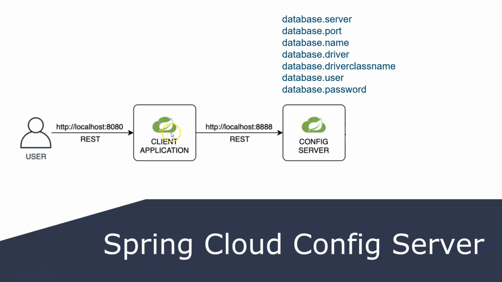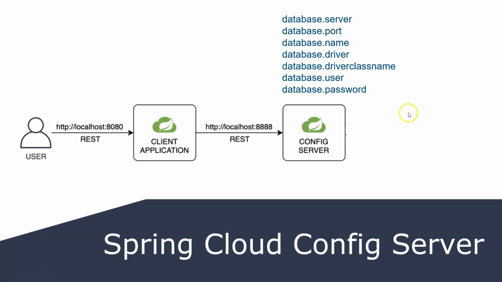Now in case you have another microservice, you need to maintain the same copy or same properties for your second microservice as well. So similarly, if you have n number of microservices, you need to maintain n number of copies of .properties file or .yaml file to keep the properties, right? Now, config server comes into the picture in this case.